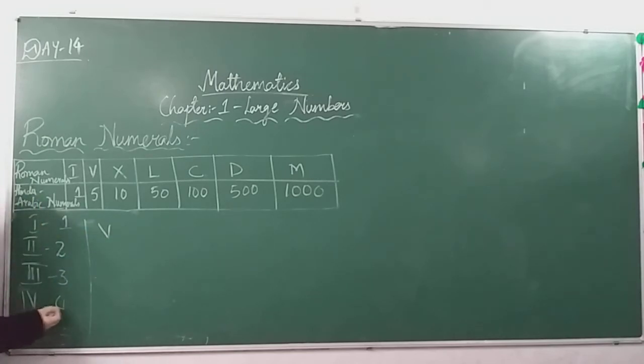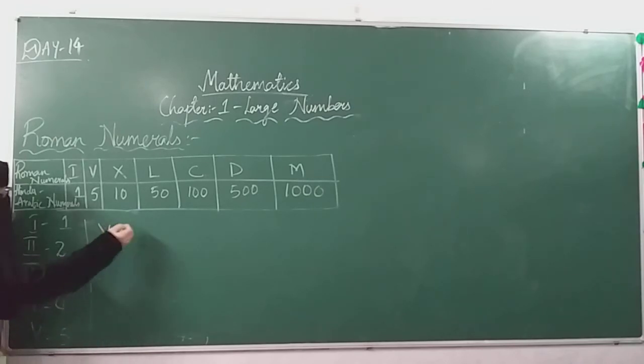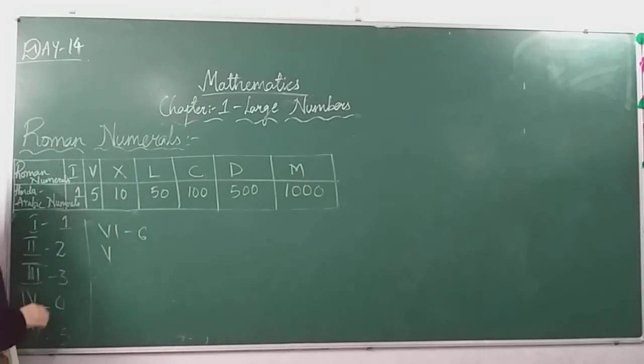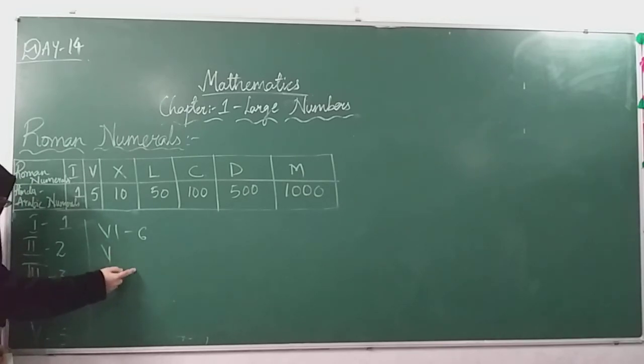See, in order to write 4, before 5 I am writing 1. If before 5 I am writing 1, that means 4. After 5 I am writing 1 means that is 6. Good. I'm writing V. For writing 7 also I'm using V. After V we will add that number. After V I'm writing 1 means that is 6, 5 plus 1 is 6. Before V I'm writing 1 means 5 minus 1, 4.